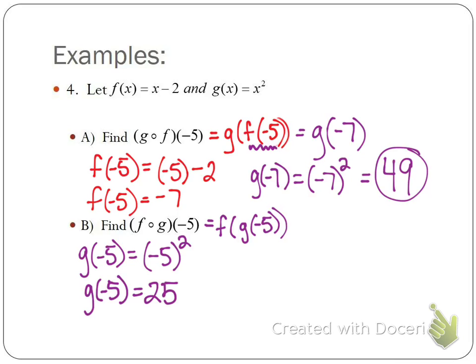Okay, so now I can take that number and plug it in to my composition. So instead of having G of negative 5, I'm now going to have F of what number? 25. Do y'all see how that works? Okay, so now which function am I rewriting?